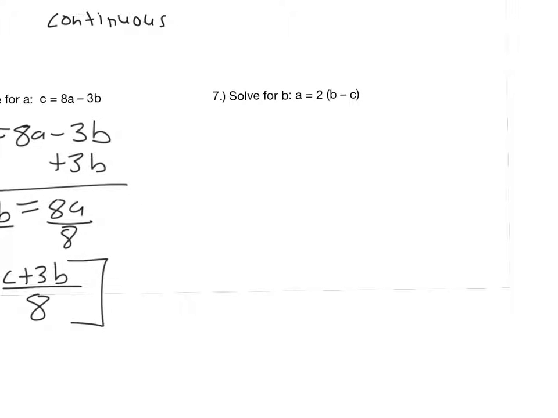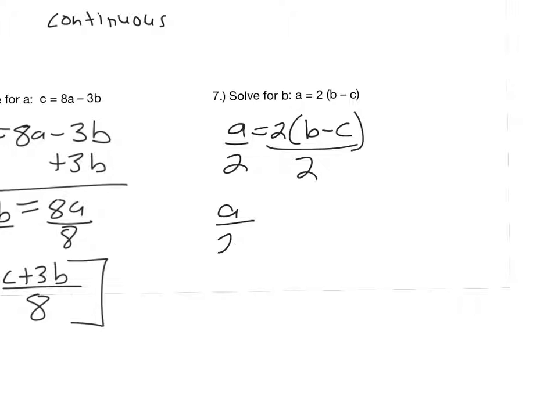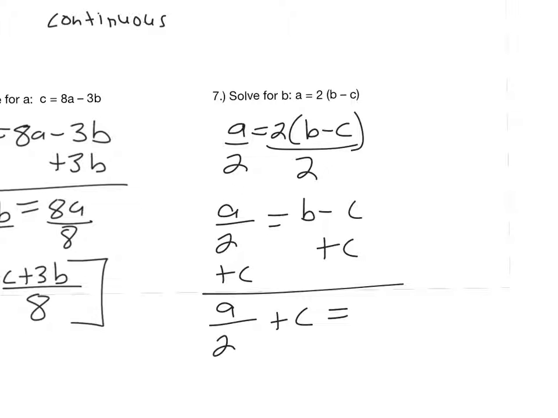So number 7, solve for b. First thing we're going to want to do is get rid of that 2. Let me rewrite the problem first. It's a equals 2 times b minus c. That's 2 times b minus c, so if we want to get rid of that 2, we'd have to divide by 2 on both sides. That'd be a over 2 equals b minus c. And we are solving for b, so how do we get rid of that negative c? You have to add c. And if we do that, we get a over 2 plus c equals b. And that would be your answer for number 7.